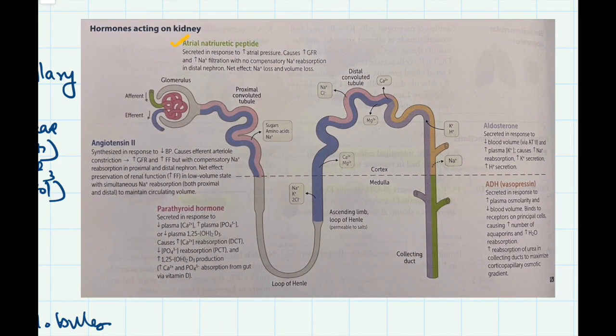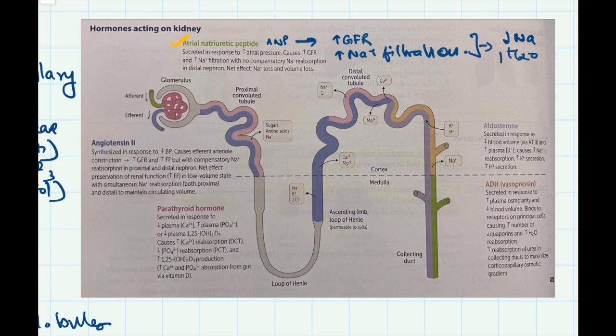Atrial natriuretic peptide, or the ANP, right? It is secreted in response to increase in atrial pressures. So what it does is that it causes an increase in GFR and increase in sodium filtration, as the name suggests. So the net effect is it causes a decrease in sodium and thereby a decrease in water, right? Natriuresis.